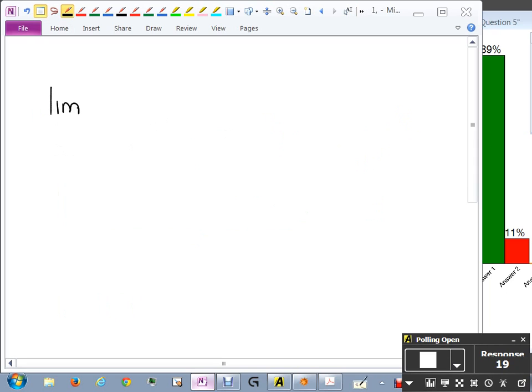Limit x approaches negative 3 of x minus 3 over 3 plus x. So your first step is what we've been doing since the beginning of limits, and that's just plug in, see what happens.